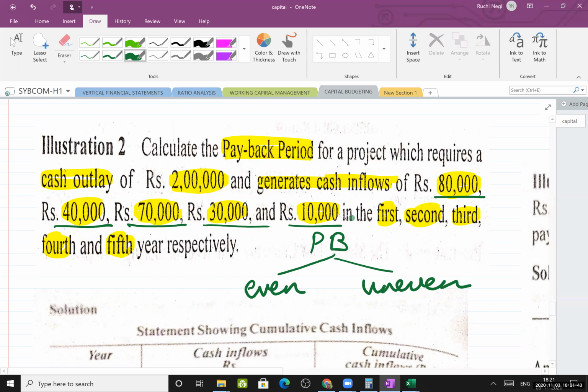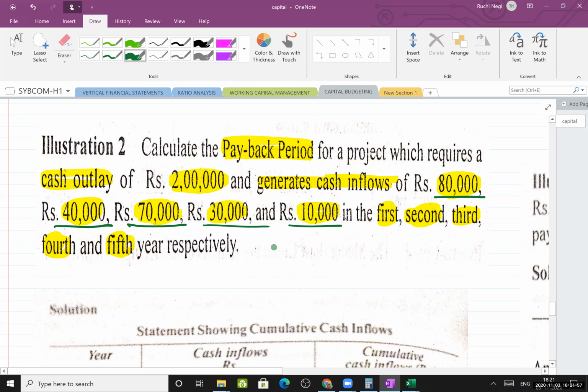In even flow, everything will be the same: 80, 80, 80, 80, 80, for the full 5 years. But in uneven flow, all the years it will be different. The cash inflow will be different. Am I clear? So this is payback period which has an uneven flow.